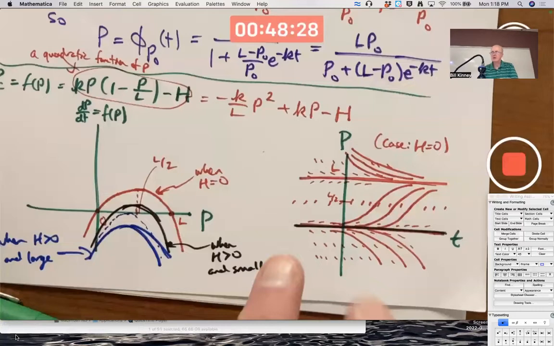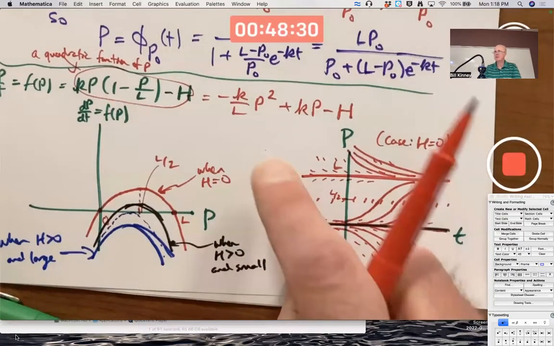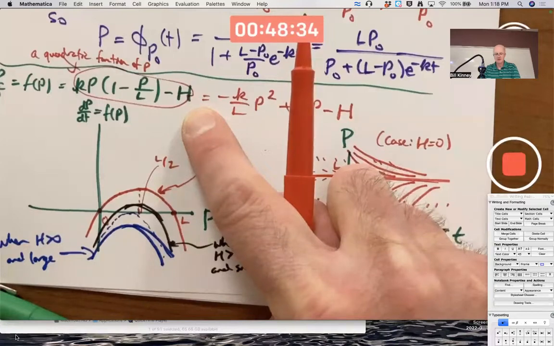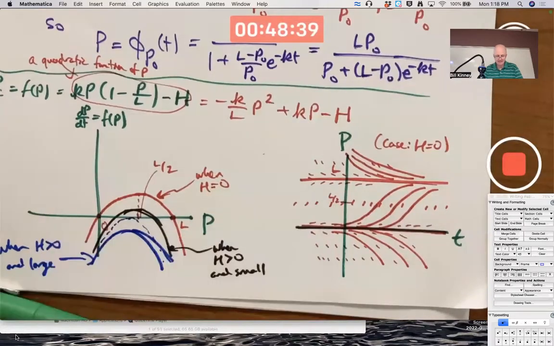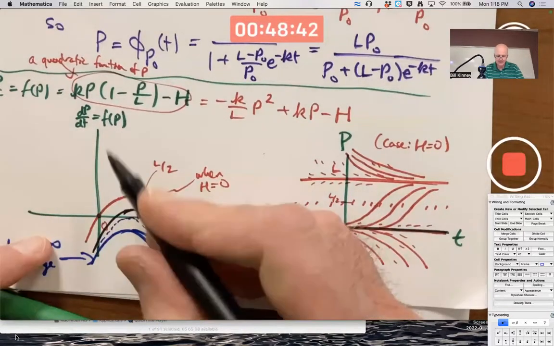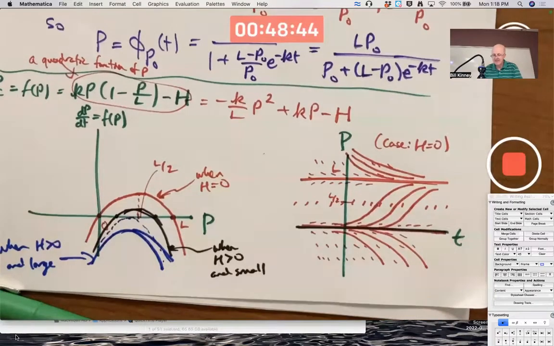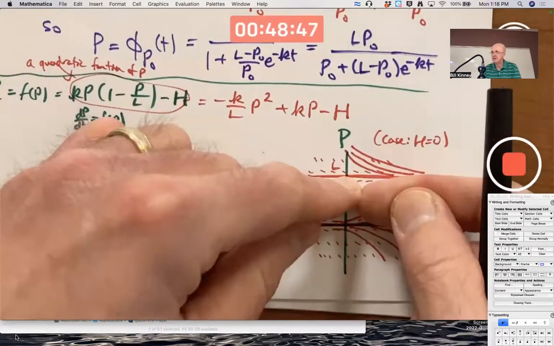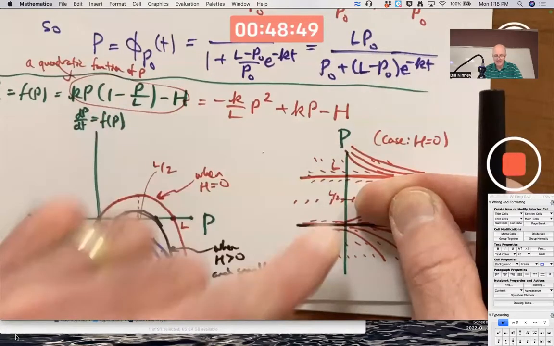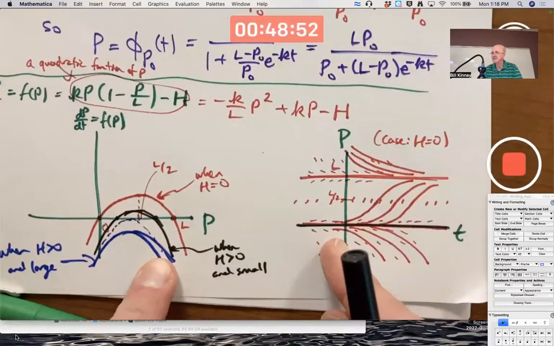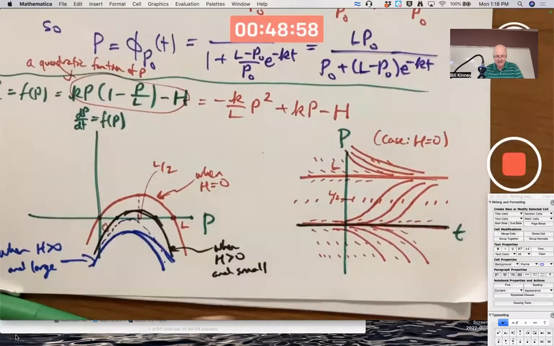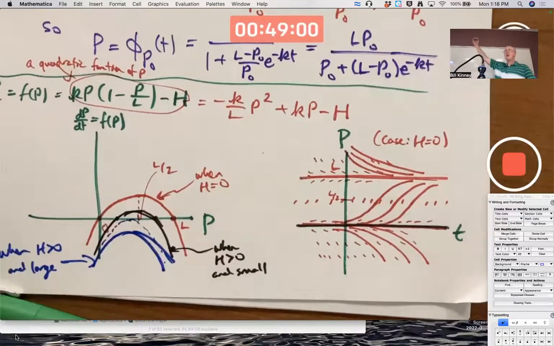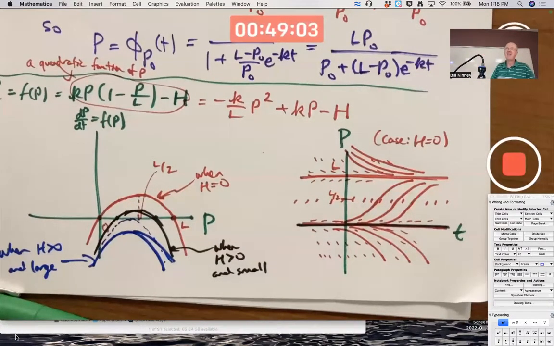What would happen to this picture as H, the harvesting rate, increases? Because this graph goes down here, that means its P-intercepts get closer and closer together. That means these equilibrium solutions get closer and closer together. And in fact, once H gets large enough, so this graph goes below the axis, there's no equilibrium solutions at all, and dP/dt is always negative. Solutions are always going down. The fish die off, no matter what the initial population is.